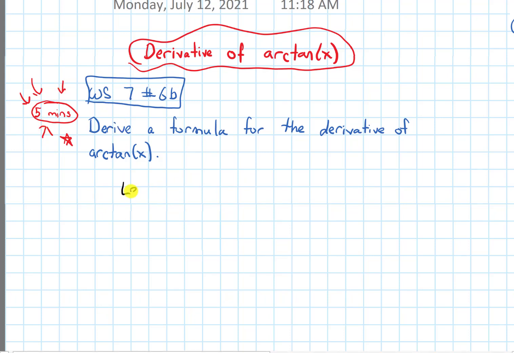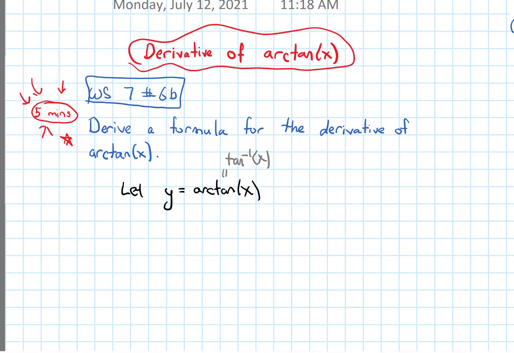So I'm going to let y be equal to arctan of x. Remember that arctan of x is just another way to say tangent inverse of x. To take this derivative, I don't know how to take the derivative of tangent inverse, but I do know how to take the derivative of tangent. So let's rewrite this in terms of tangent. That would be tangent of y equals x. So the input and the output get switched. And now we can differentiate implicitly, because in this equation, the output variable y is defined implicitly because it's not isolated.